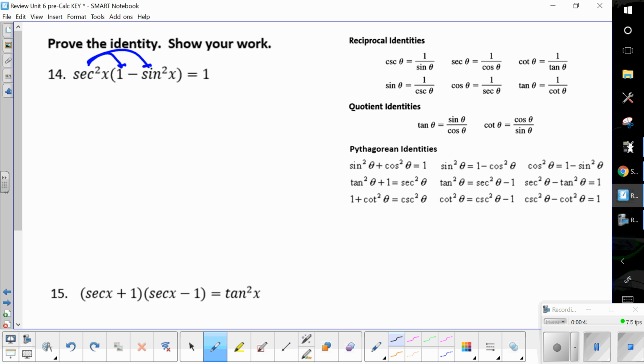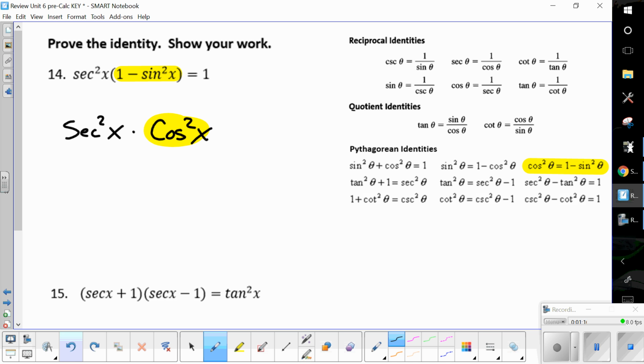Okay. I always look at the table and say, is there anything I could change first? Like, I notice that I have sine squared and a 1 involved here. And anytime I notice that I have a squared and the number 1, I always refer to the Pythagorean identities here. So the one I like that I notice is right here. All of that is going to turn into cosine squared. So if I rewrote this, I have secant squared of x times, it was 1 minus sine squared. Now it's cosine squared of x.